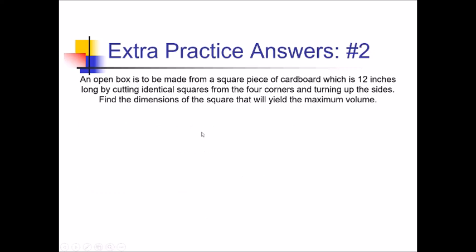For this problem, we're making an open box by taking a square piece of cardboard, 12 by 12, and cutting squares from the 4 corners, and then folding up the sides. We want to find the dimensions of the square that maximizes the volume.